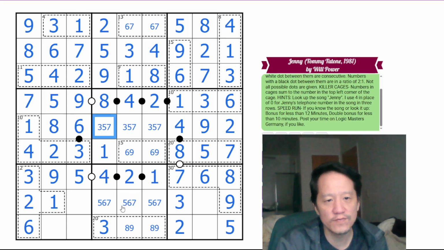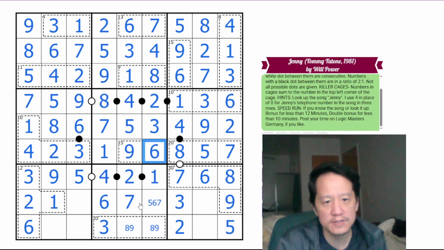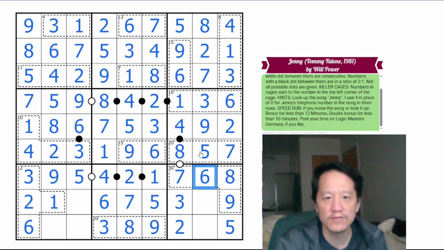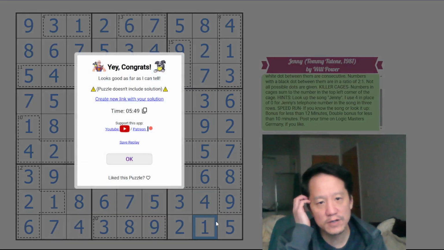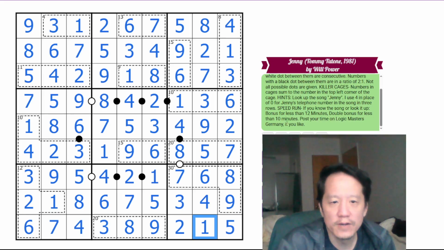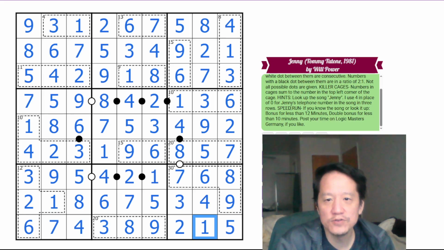This can't be 3 or 5, so that's 7, 6. This is 5, which makes that 7, 6, 7, 3, 9, 6, 8, 9, 5. And then we have that digit is a 7. This is a 4 and 8, so this is 4, 8, 4, and 1. So I use 4 in place of 0 for Jenny's telephone number in the song.